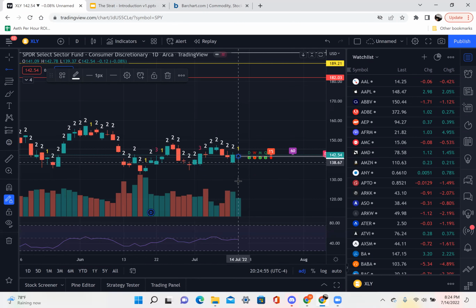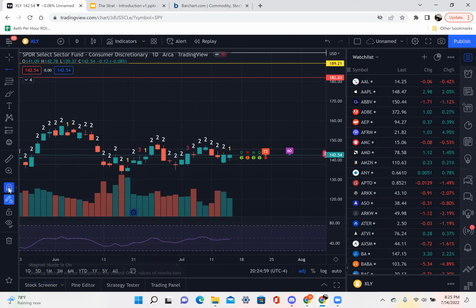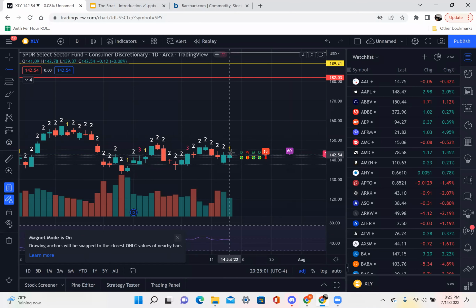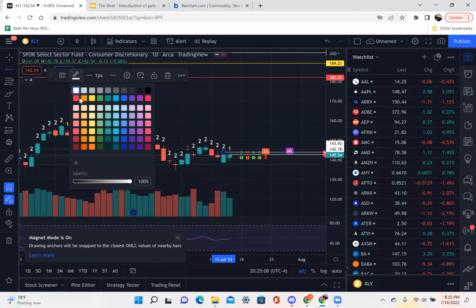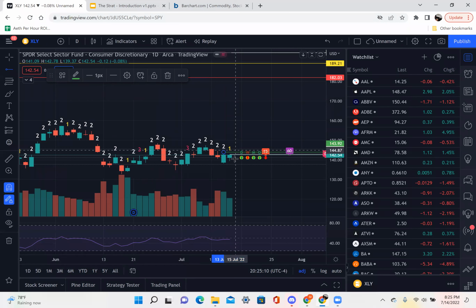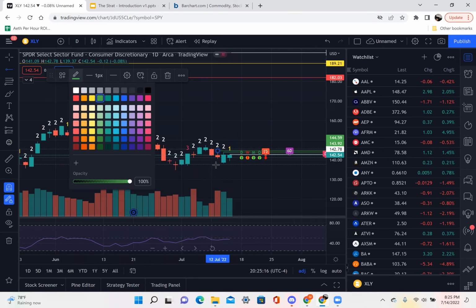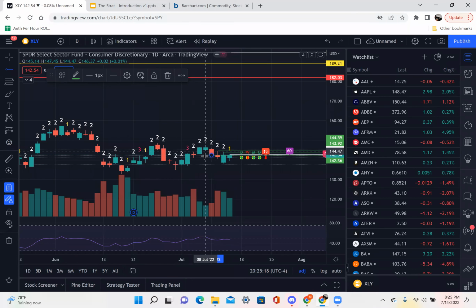So we'll have an entry point there. We'll have a target here, right? That'll be our entry to go in for calls. Right there and right there.